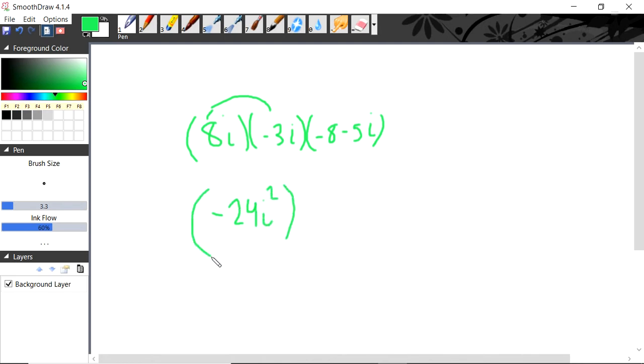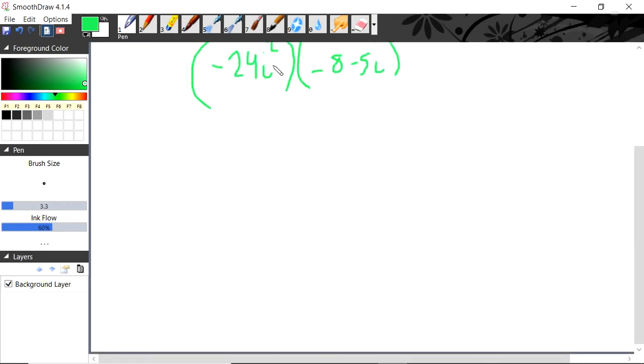Make sure you take these slow, because a lot of times kids are like, oh, this is super easy, and then they miss certain small steps here and there, okay? Remember, we said i squared was the same thing as negative 1. So go ahead and change that to negative 1, and multiplied by negative 1, right?